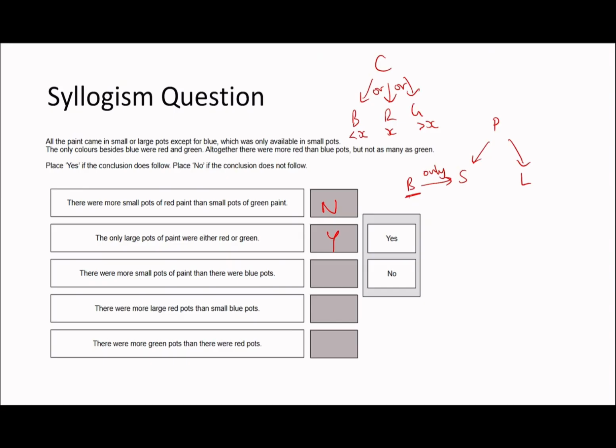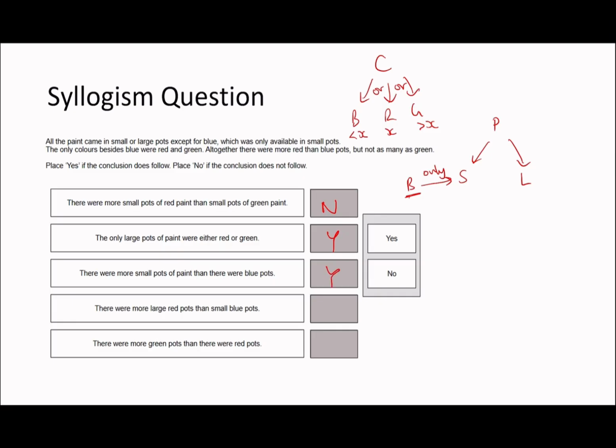So there were more small pots of paint than there were blue pots. Well, how many blue pots are there? Well, I mean, the blue pots are just the small ones. And we know that all paint comes in small or large pots except for blue, which is only available in small. So that means that there are small green and small red pots as well. So therefore, this has to be true.